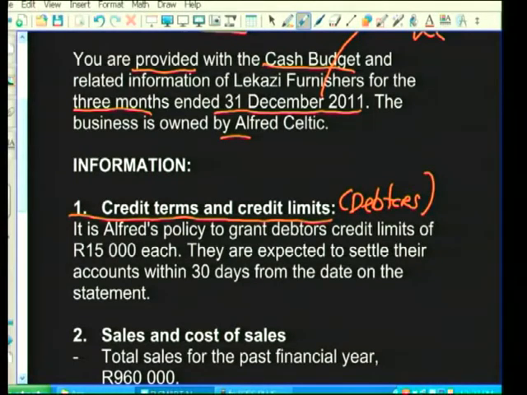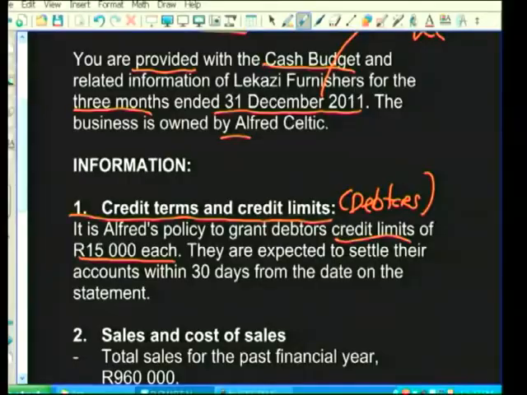It is Alfred's policy to grant debtors credit limits of 15,000 Rand each. In other words, if I'm selling to my debtors, their balance, or the amount that they are owing my business, will not exceed, or must not exceed, 15,000. That's the limit. That's the point at which I must actually stop selling to them on credit. They are expected to settle their accounts within 30 days from the date of the statement. So Alfred is giving his debtors 1 month in which to settle or pay their accounts.